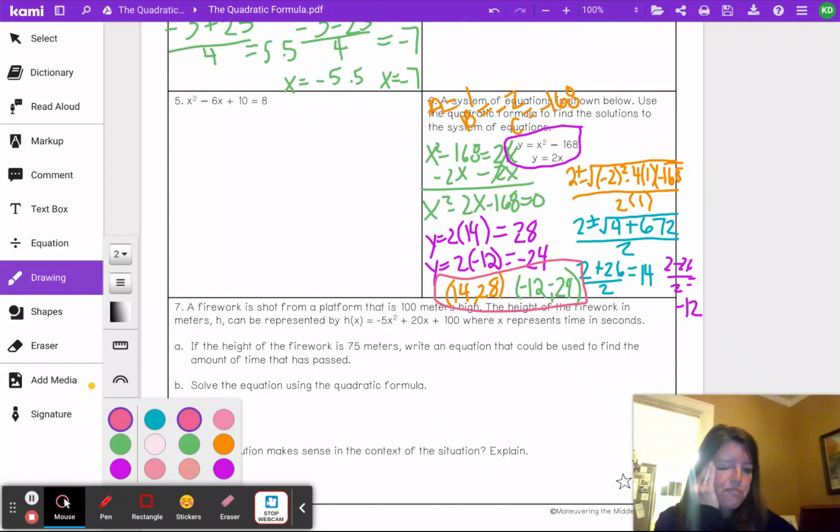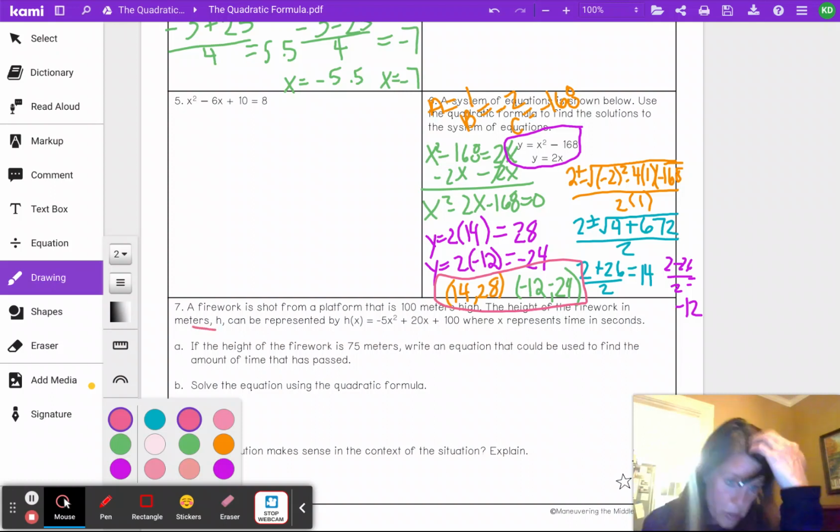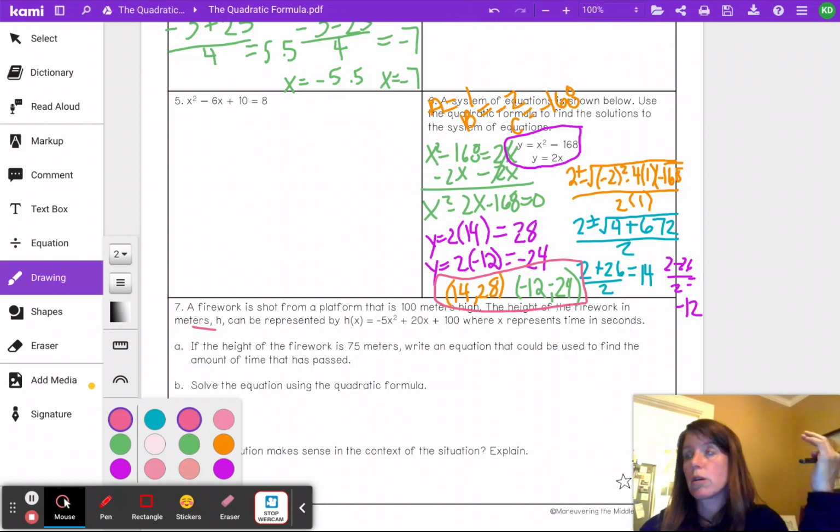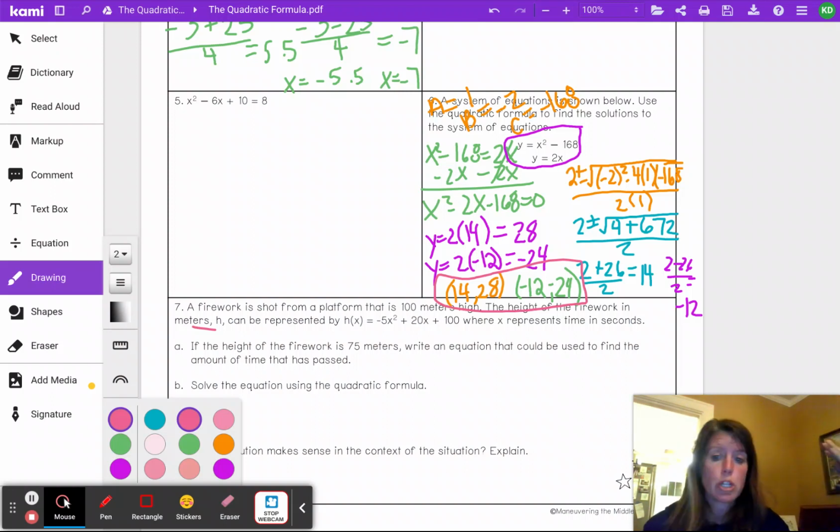All right, number 7. So we've got a firework that is shot from a platform that is 100 meters high. The height of the firework, h, can be represented by this equation. So we can input whatever height we want. That's just going to give us the equation. And if we want to solve for x, so for whatever height we've got the fireworks, how long does it take in seconds for it to reach the ground, or how much time has passed? So if the height of the firework is 75 meters, write an equation that could be used to find the amount of time that's passed.